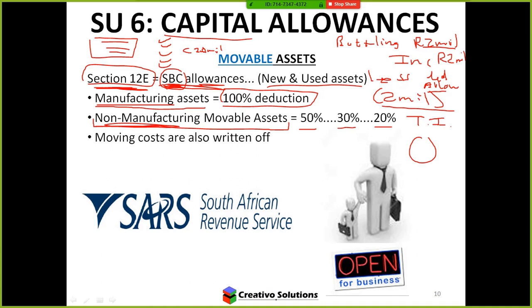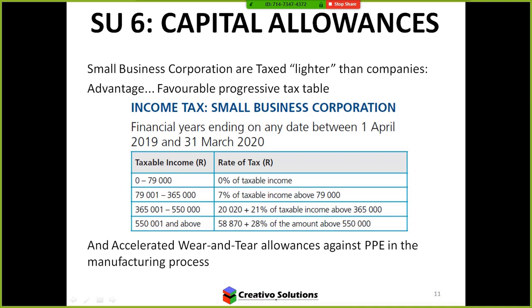And why does SARS give these benefits? Because they want to help small businesses. Remember, SARS is Big Brother. If SARS can help those little SMEs, those SMEs are going to grow and they're going to become big businesses. When they're big businesses, then SARS can tax them as much as they want. Does that make sense? Yes. Okay, good.